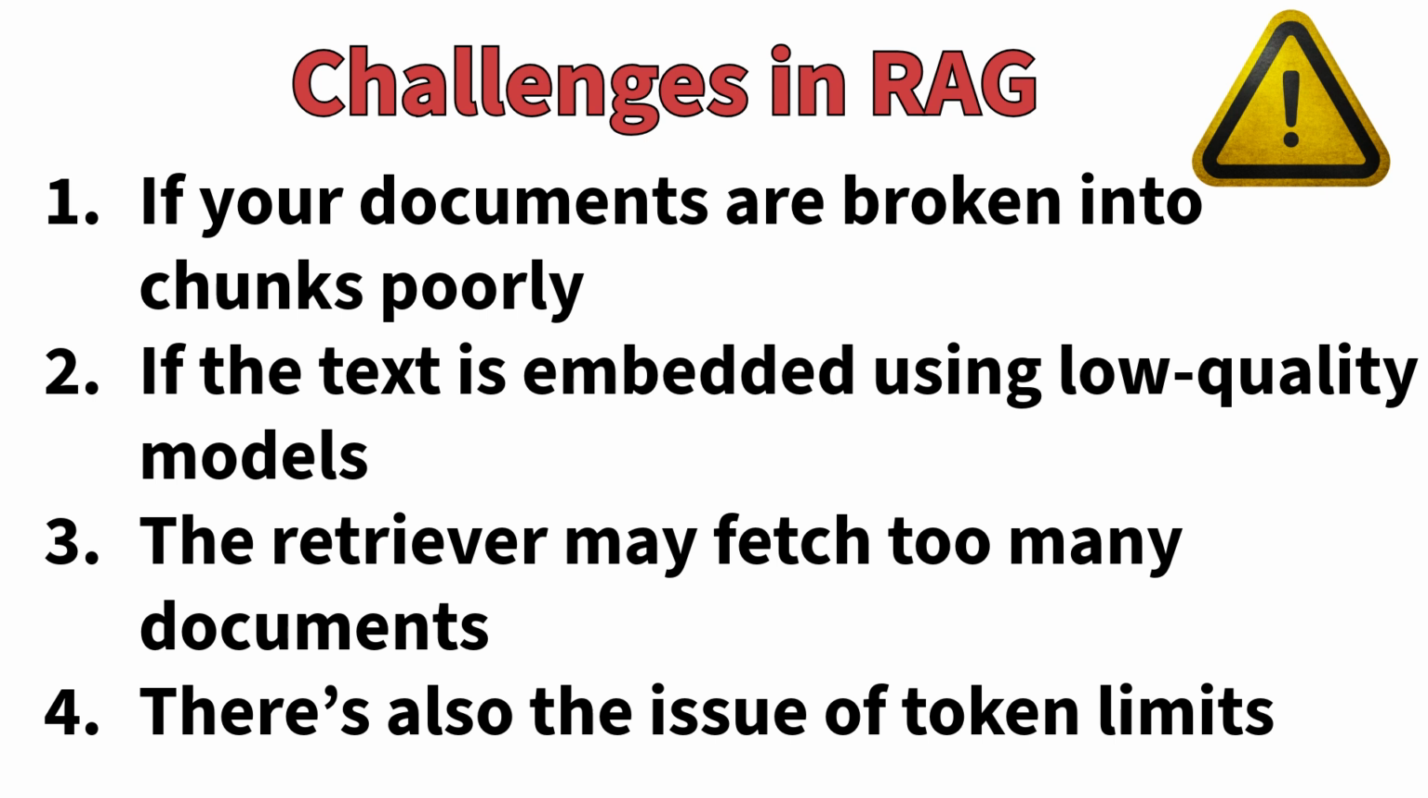There is also the issue of token limits. Only so much text can be passed to the model at once, so important details might get cut off. And despite all this, if your prompt is not solid or the context is not precise, the language model may still hallucinate or fabricate answers. Building a good RAG system is not just about plugging things in. It takes careful design, smart prompt engineering, and plenty of testing.